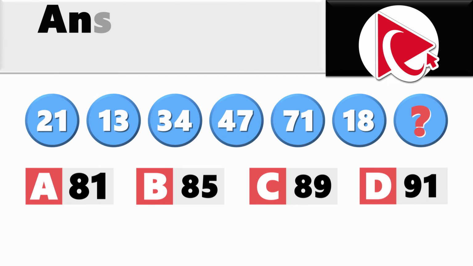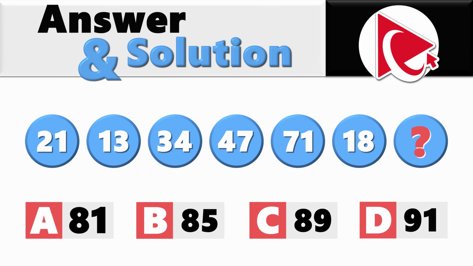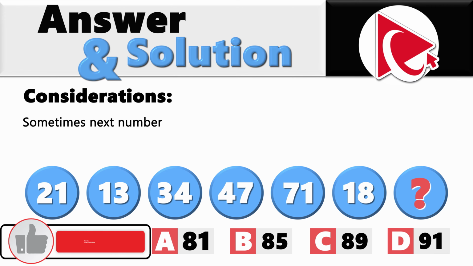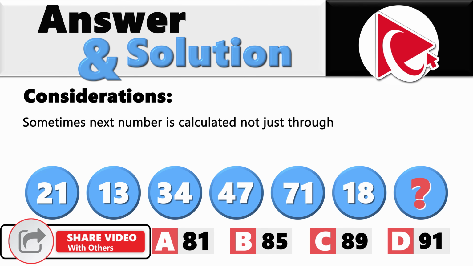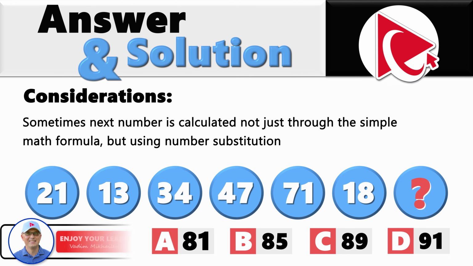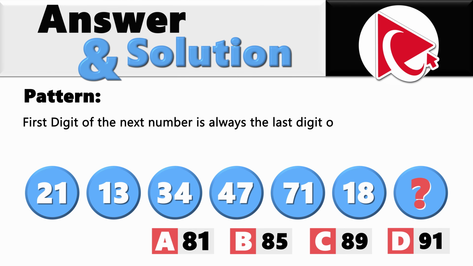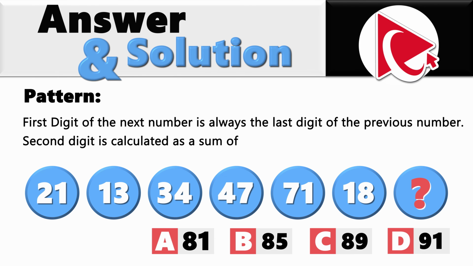The best way to solve these types of challenges is to think out of the box. And the key consideration here is that sometimes the next number is calculated not just through a simple math formula, but using number substitution. The pattern in this particular sequence is that the first digit of the next number is always the last digit of the previous number, and the second digit is calculated as the sum of digits in the previous number.